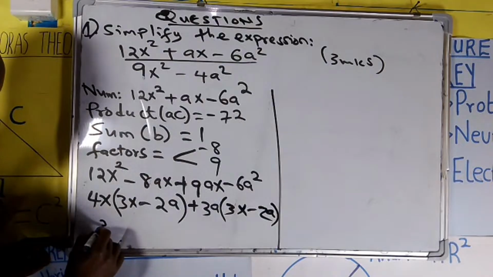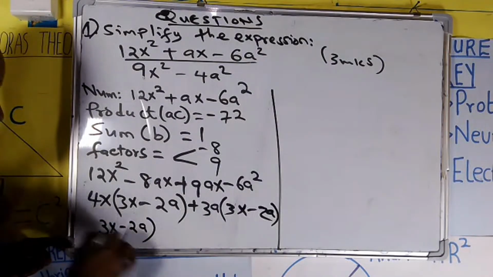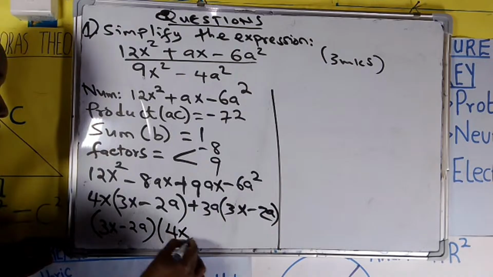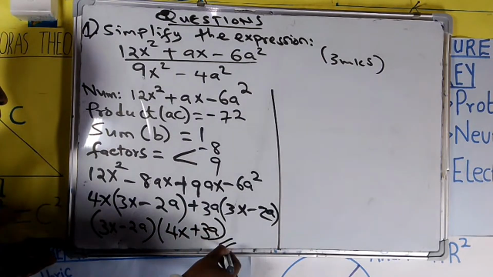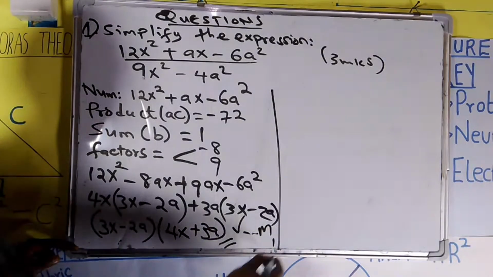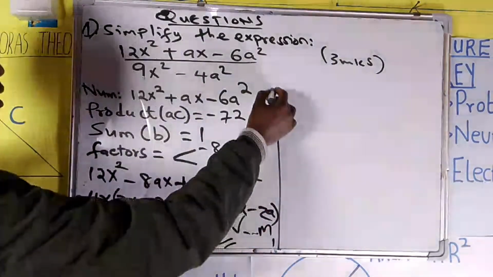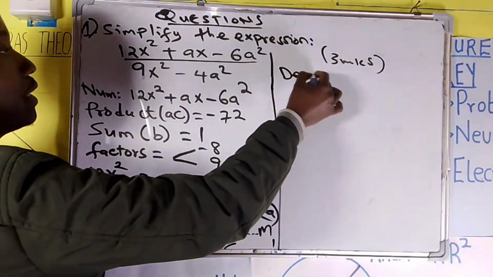So we choose 1. We have 3x minus 2a. Then we have 4x plus 3a. That will be our numerator. Our numerator will give us our first mark. We now proceed to our denominator.